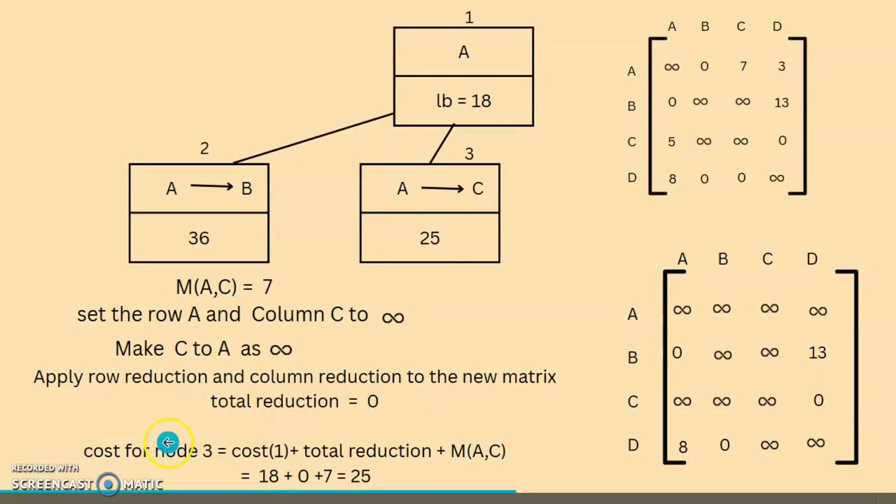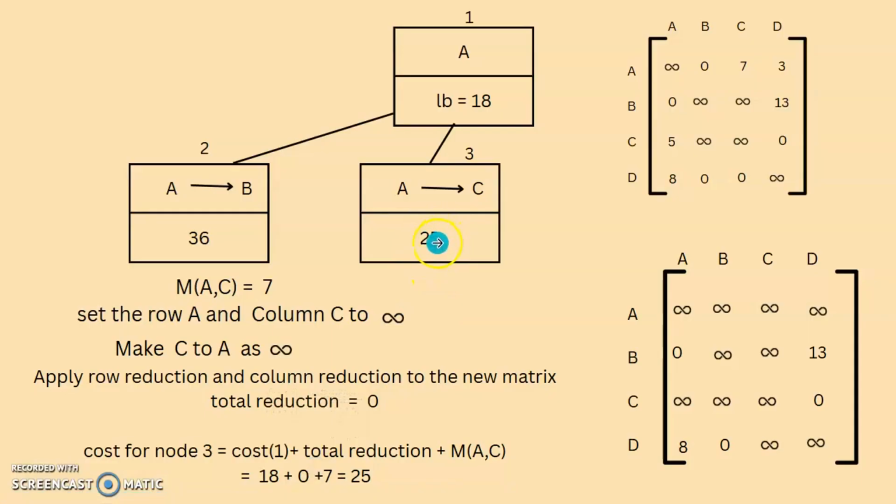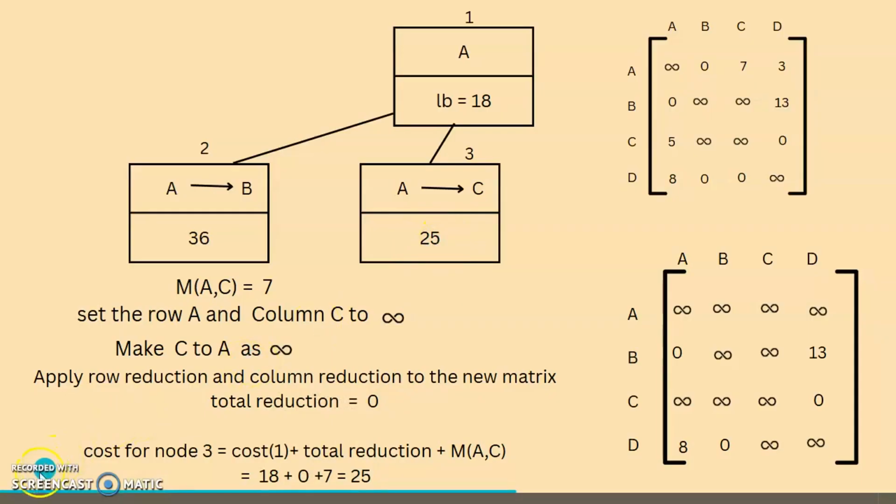So now you calculate the cost for this node. So cost of 1. So what is the cost of 1? 18, which we already calculated. So what is the total reduction for this matrix? It is 0. And what is the distance of A to C, which you already taken? 7. So you add these values, 25. So the 25 is the value for this A to C option.